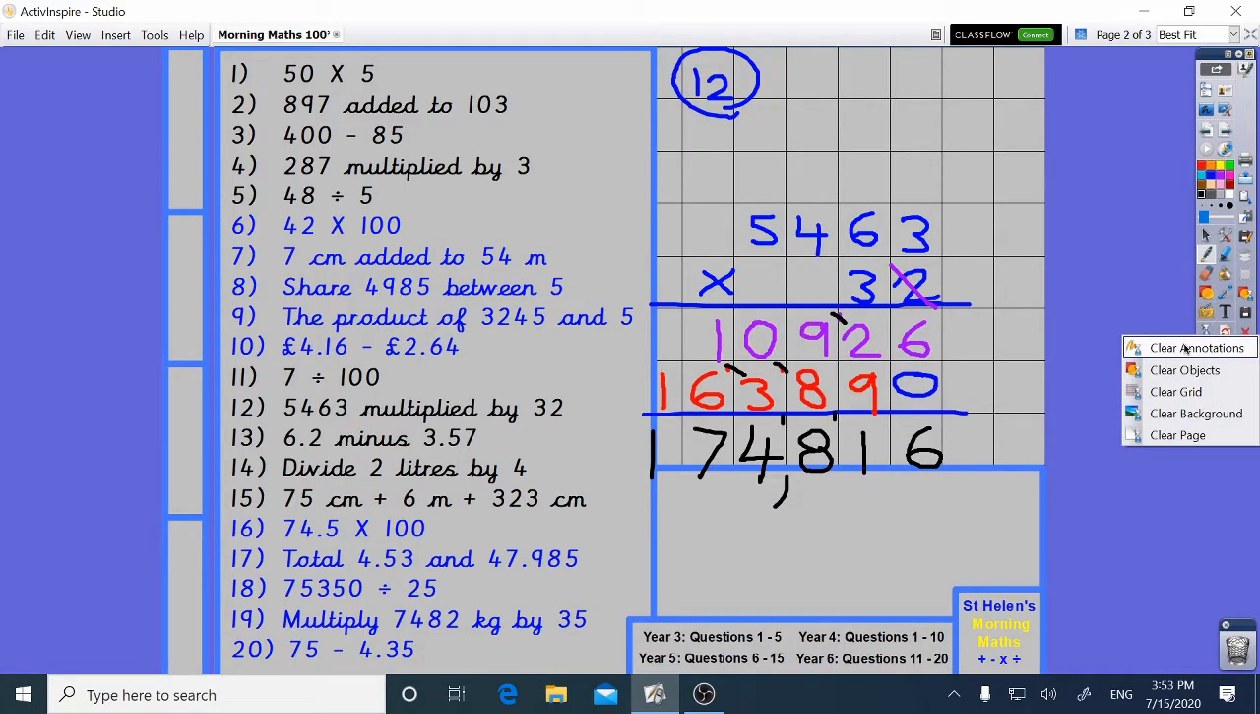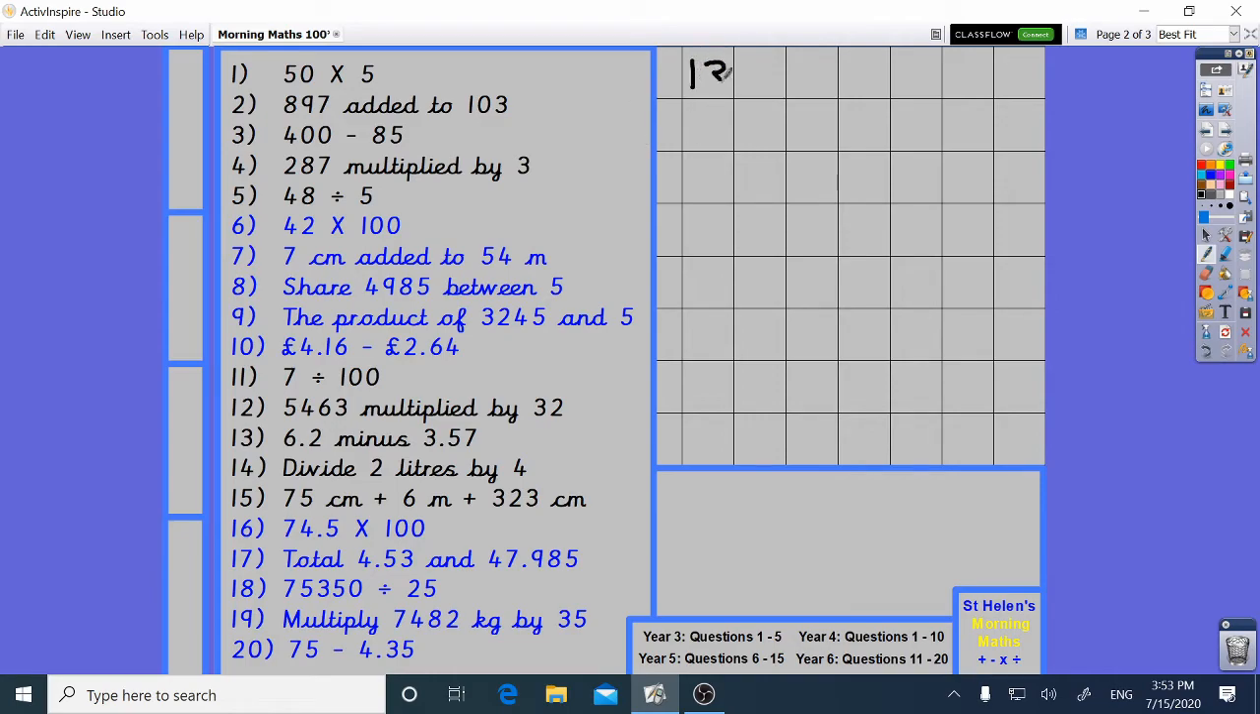Go on to question 13. 6.2 minus 3.57. Biggest number at the top. 6 and a bit is bigger than 3 and a bit. Line up the decimal point. I say all this quick now because you've heard it. If you've watched all these videos, you've heard this so many times. And you'll be good at this now. It's just practice. If you're not good at maths, you need one thing, and it's practice.